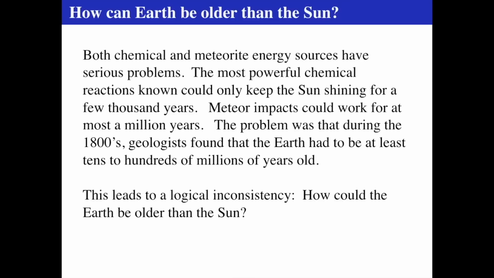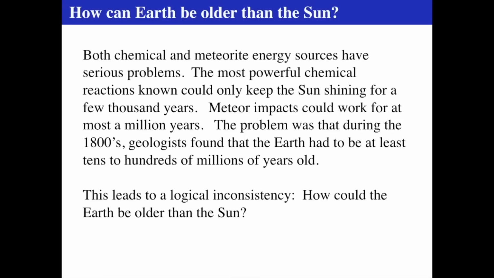All right, so the problem is that when we looked at the age of things, it was found that chemical reactions would only keep the sun shining for a few thousand years. If you whack the sun with a huge amount of meteorites, that keeps it going for almost a million years. Even if you imagine that every now and then the sun gets hit by something the size of Jupiter, the sun could last a few million years. But geologists were finding that the Earth had to be hundreds of millions of years old, if not billions.